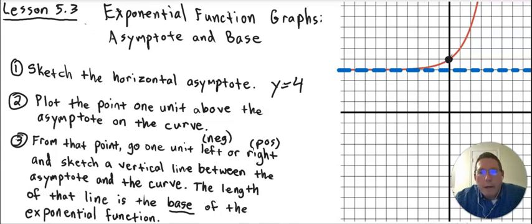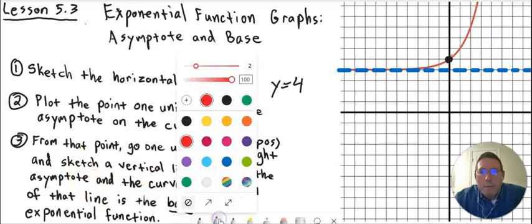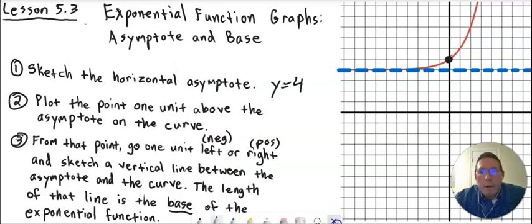And it says sketch a vertical line. I'm going to make it a different color than red because our curve is already red. I'm going to make it green. There we go. All right, that sounds good. And so watch this. Here, 1 unit over. Here, this is 1 unit over.